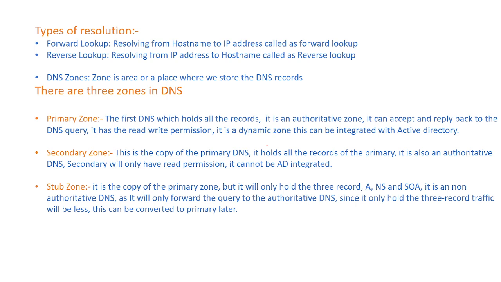Stub zone. The stub zone is a copy of the primary zone, but it will not have all the records. It will only have three records: A record, NS record, and SOA record. A means it is the host record for name resolution from name to IP address. NS means name servers, like the DNS servers' addresses. If you have 10 DNS servers, you will have 10 NS records. And SOA means the DNS refresh interval. So if you have 10 DNS servers, how frequently do all 10 talk to each other for replication or synchronization? That is called SOA.